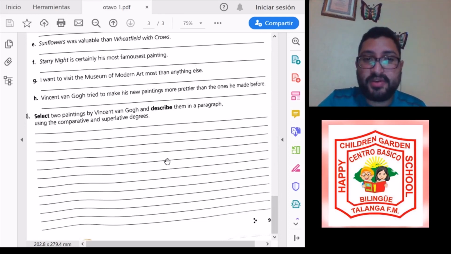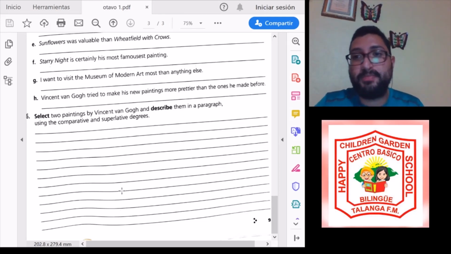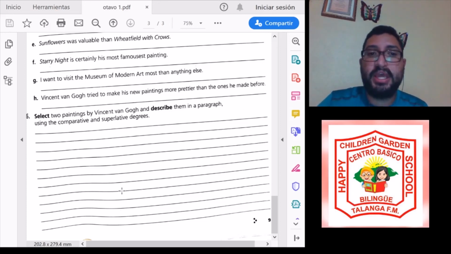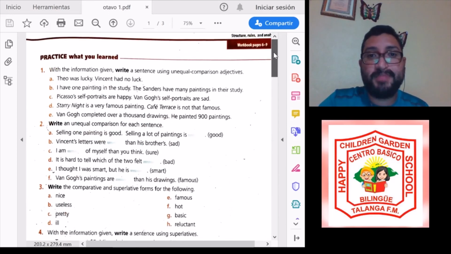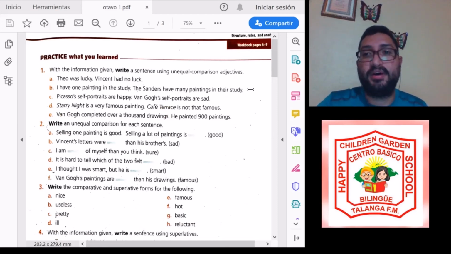Now this part over here, you can investigate about Vincent van Gogh at home and compare him to other painters that you know. Describe them in a comparative way and use comparative or superlative: who is better, who is worse. So it's going to be a little investigation work. That's going to be the work you're going to do at home. Remember to upload it to the platform so you can get the grades. The assignment will be available until midnight today, Monday.